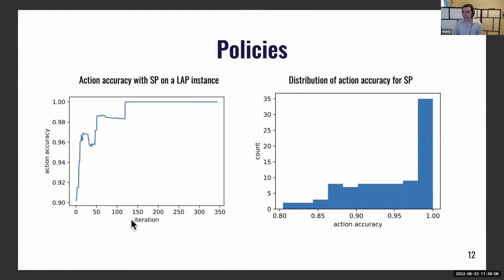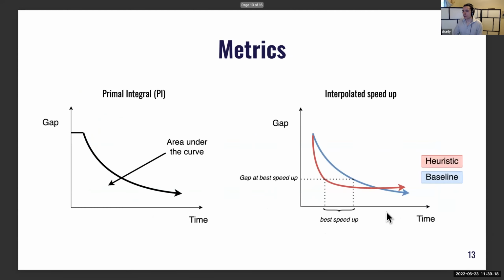So here's the action accuracy for our policy. In that example, we reach 100% accuracy after 150 iterations. And on the right, we have the distribution over action accuracies for a set of instances, between 80% and 100%. But we do not optimize for that. What we care about, in our case, is finding a good solution quicker. So we have two different ways of measuring it: the primal integral, which is the area under the curve of the gap versus time graph, and we also look at the interpolated speedup, which gives us an idea of how fast we can find a solution at a given gap.